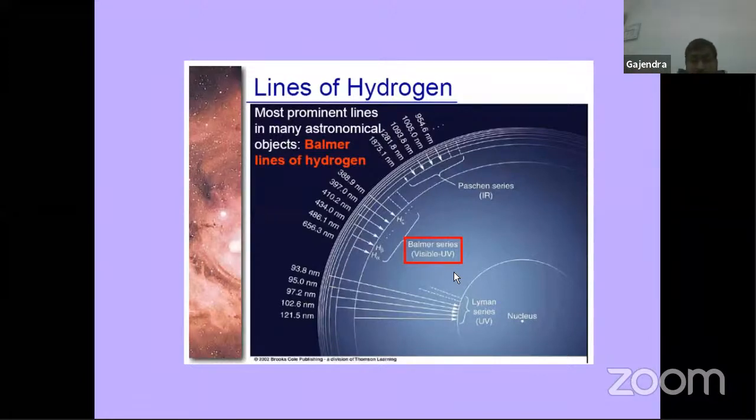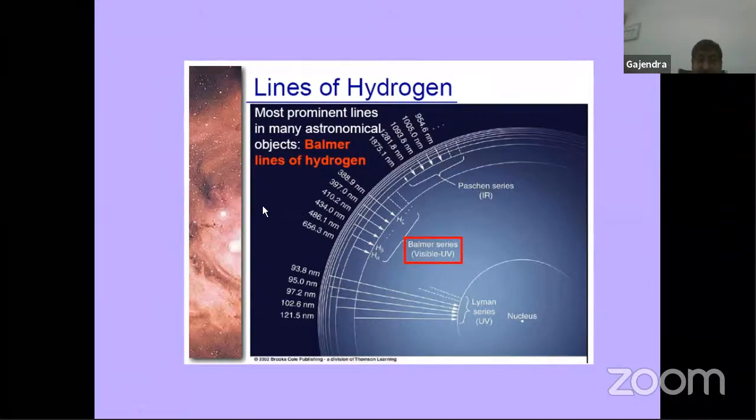So these are your visual observations. You would not see the Lyman series, because these fall in the ultraviolet. The only thing accessible to your naked eye is the Balmer lines, which are n equal to 2 to any higher level: n equal to 2 to 3, n equal to 2 to 4. So this is what you observe in the rainbow of stars, or the spectra of the stars.